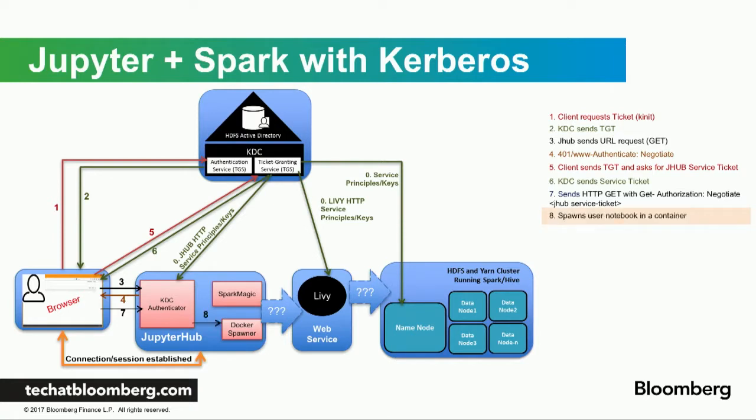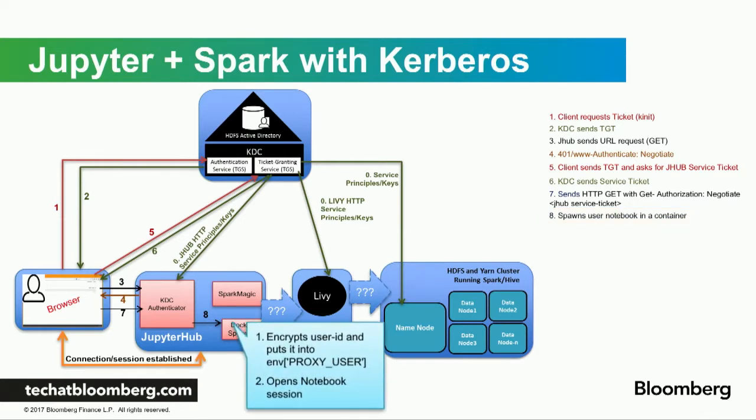Now, the JupyterHub KDC authenticator is going to forward the request to the Docker spawner, which spawns a user-specific process, or in this case, a separate container per user. Now, the activities that the spawner does in this use case are, it encrypts the user ID and puts it into an environment variable inside that container. And it opens a new notebook session or a new notebook container. The reason it needs to encrypt the user ID is because of security.